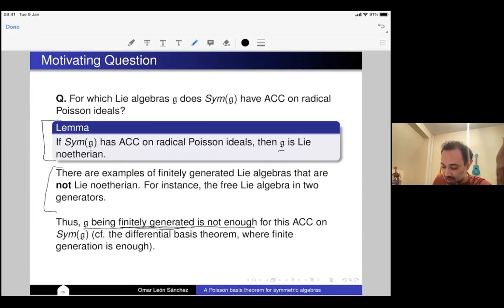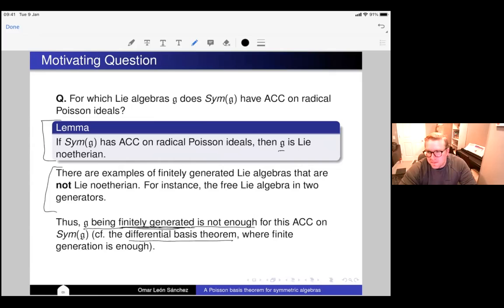In any case, finite generation of a Lie algebra is not enough. And I really want to point out that if you remember the differential basis theorem, if you have a differential algebra which is finitely generated as a differential algebra, then you do have the ACC on radical differential ideals. So this is where the Poisson case departs from the differential case. Omar, yes. So what you just mentioned, I think most people are probably familiar with the Noetherianity of the differential radical ideals. I forget, does that require some assumption about the derivatives commuting with each other or not at all? Right. In this case, I forgot to mention this. When I say differential basis theorem, I do mean differential algebras with commuting derivations.